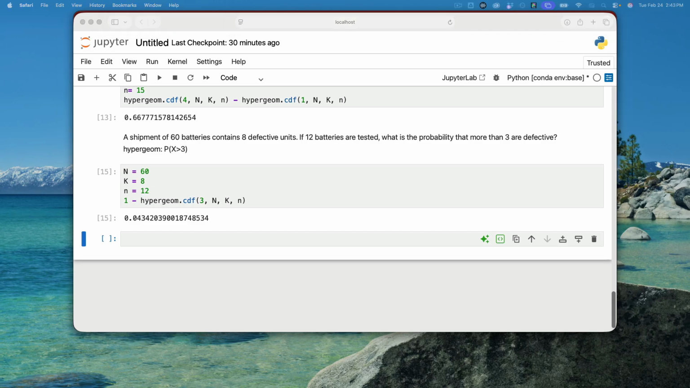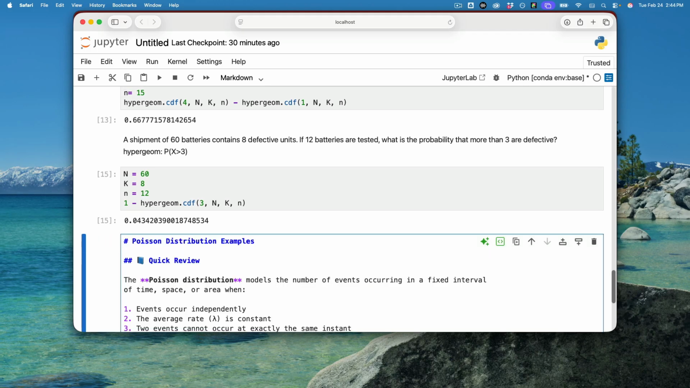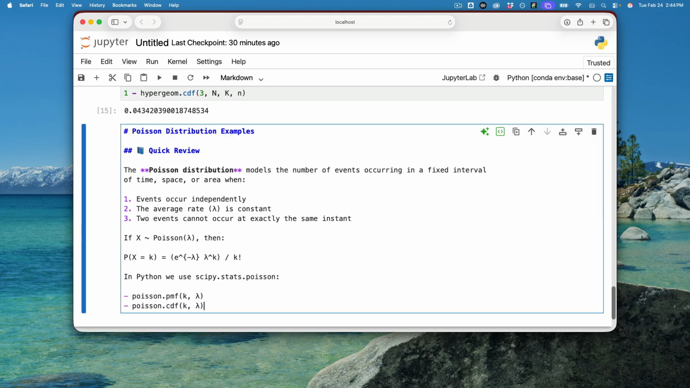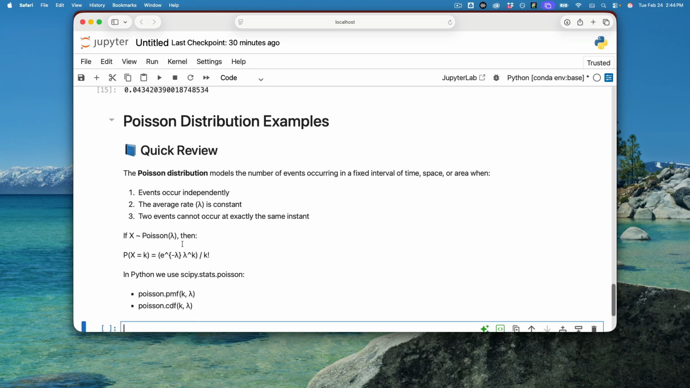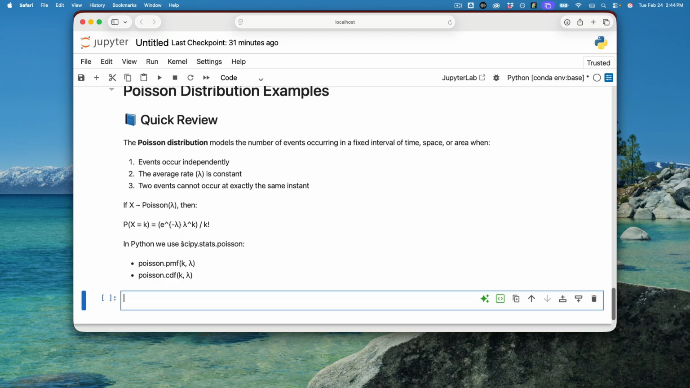Okay, the Poisson distribution, the Mr. Poisson. So Poisson, it's an interval over time, okay, and formula, etc., all in the slides. But for Python, PMF, CDF is just K and lambda, okay.